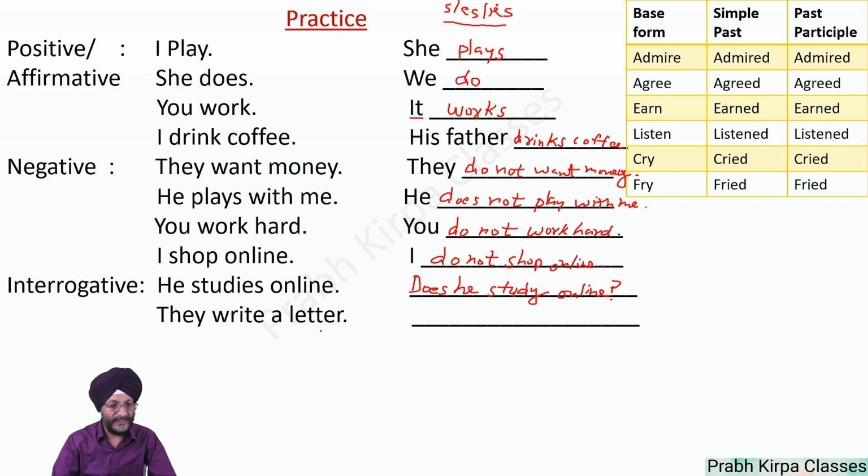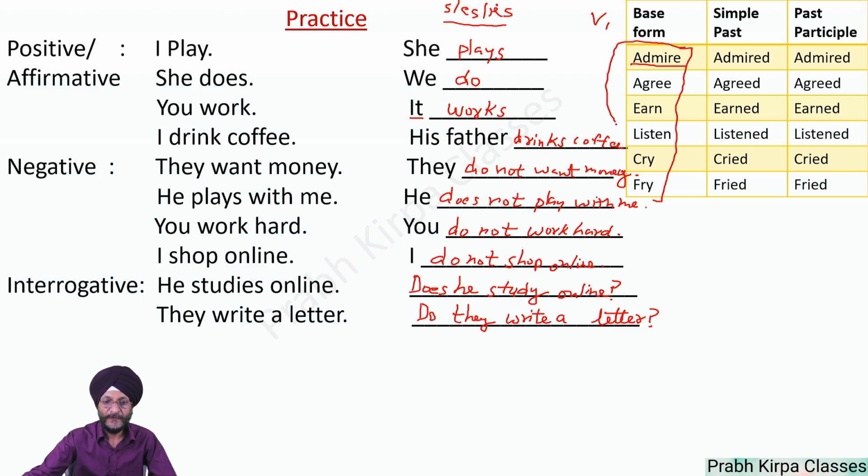Then comes they write a letter. In the case of third person plural, as already told, we use do. Do they write a letter? Here we have given the examples of a few verbs. These are the first form of the verbs. This is V1, which is known as the base form, and this is the base form which we use in the present simple tense.